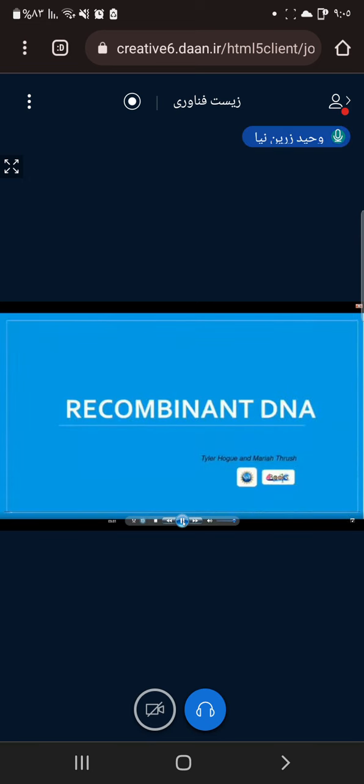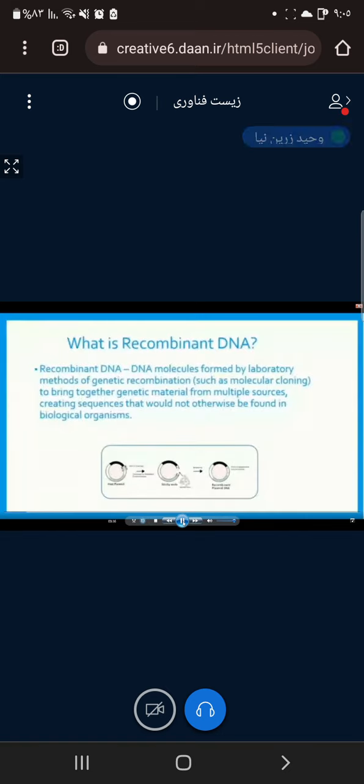Today, we'll talk about the process of creating recombinant DNA. This lesson was made by Tyler Hogue and Mariah Thrush as part of Ohio University's NSF-funded Boat of Knowledge in the Science Classroom. What is recombinant DNA?